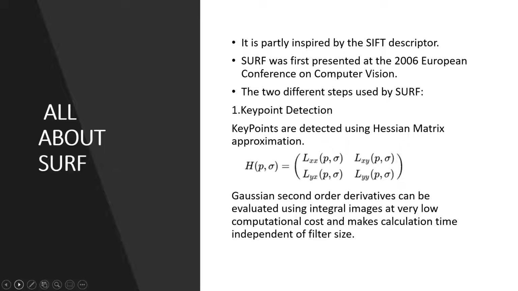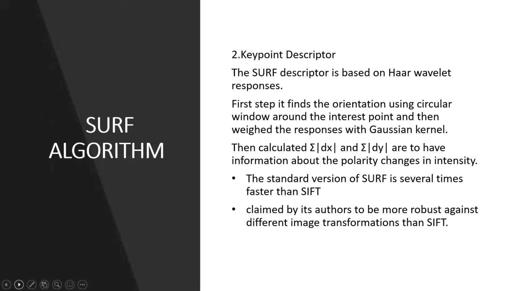After getting key points, we need a descriptor. We will go into the second step. Based on Hessian responses, we can calculate efficiently with integral images with 64 dimensions. At first, it finds the orientation using a circular window around the interest point. For these, x and y Haar responses are calculated and weighted with a Gaussian kernel. Then Haar wavelet responses are obtained in horizontal and vertical directions and summed up to become dx and dy. And information about intensities is drawn from here.